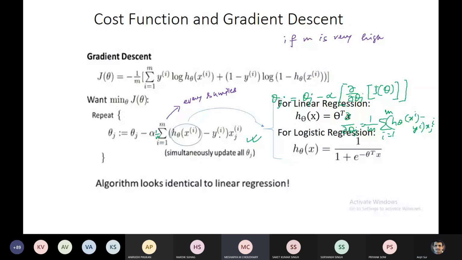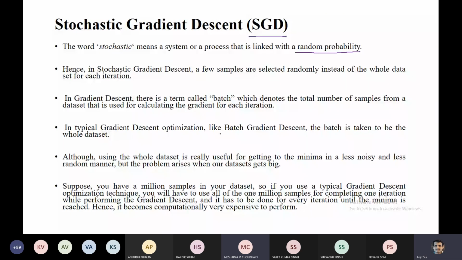So in the case of stochastic gradient descent, a few samples are selected randomly. Instead of a few samples, we say it may be one, selected randomly instead of the whole data set for each iteration. So rather than the whole data set M, let's say a few, or let's say in the case of a single sample.